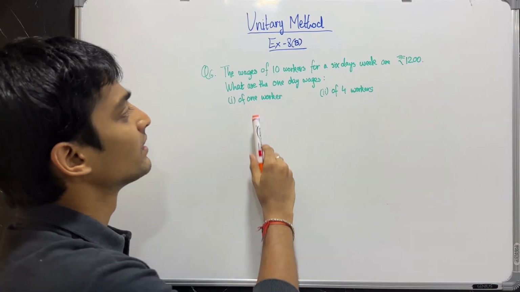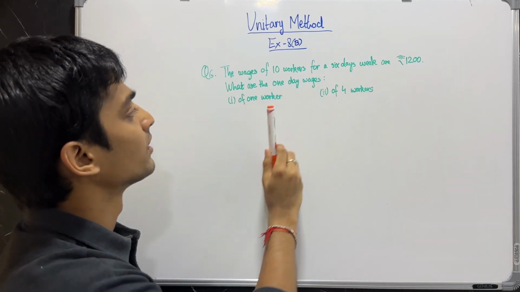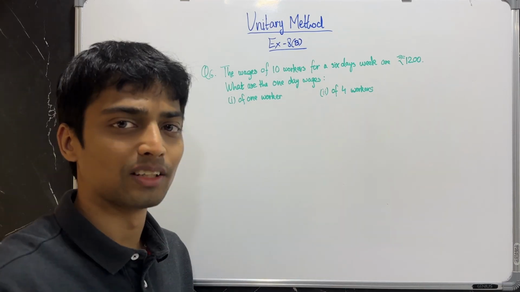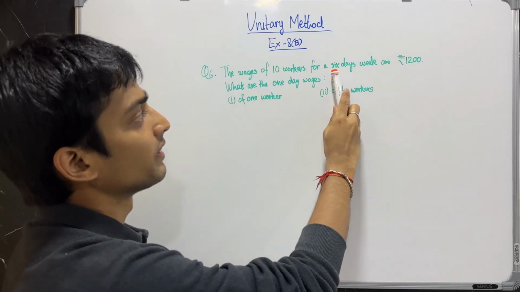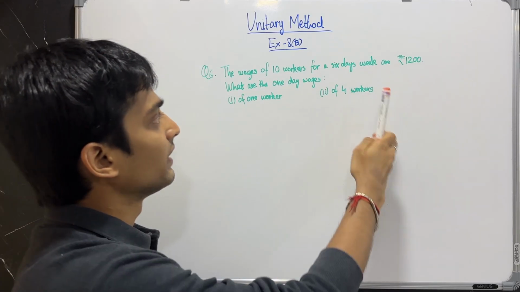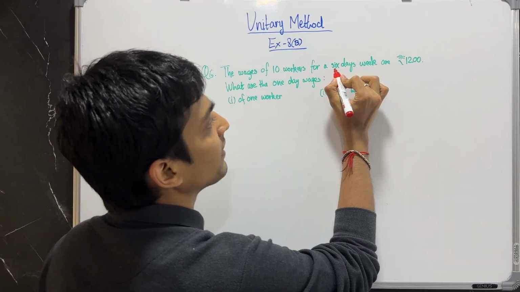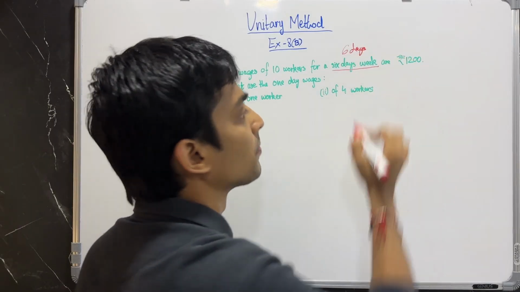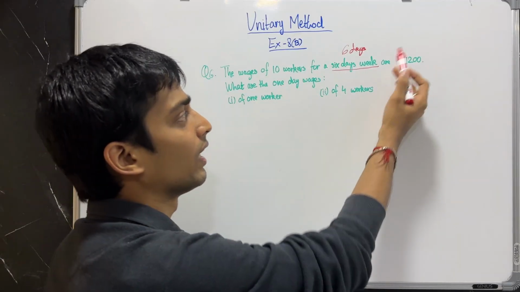Question 6. The wages of 10 workers for a 6 days week are 1200 rupees. What are the 1 day wages of one worker and of 4 workers? Let's understand the question. Wages means salary. So salary of 10 workers for 6 days is 1200. For 6 days total they are earning 1200 rupees together. 6 days week means 6 days. So for 6 days, 10 workers in total are earning 1200 rupees.